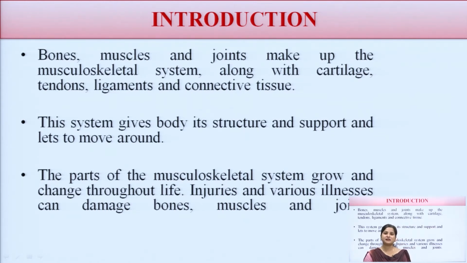Just like if a person meets with an accident or a trauma, there are some fractures, right. The body will recover itself. What do you mean by this? This means that the process of repairing the system is continuous throughout the life. So, injuries and various illnesses can damage the bones, muscles and joints, and this will be recovered by a continuous method performed by the body system, right.